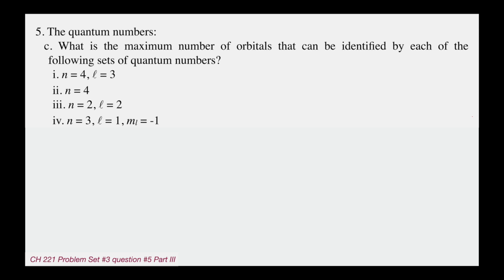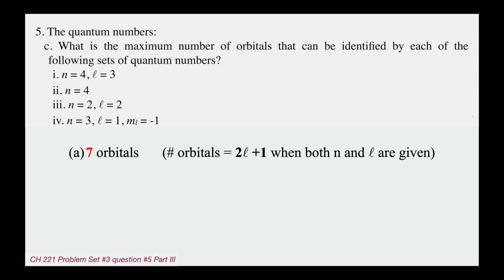But here we have n equals 4 and l equals 3. And l equals 3 is okay for n equals 4. If n equals 4, l goes from 0 up to 4 minus 1, 3. So that's okay. So if you just have the l value, then 2l plus 1 would be what you'd want to do to figure out the number of orbitals. So if l equals 3, that would be 2 times 3 plus 1, 7 orbitals total.